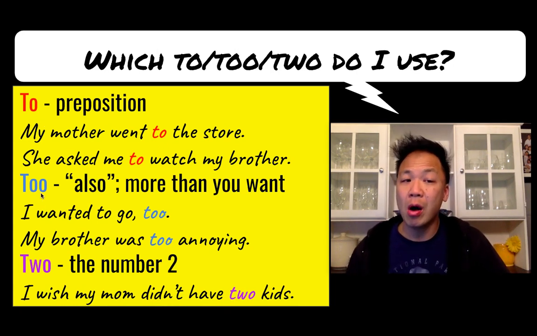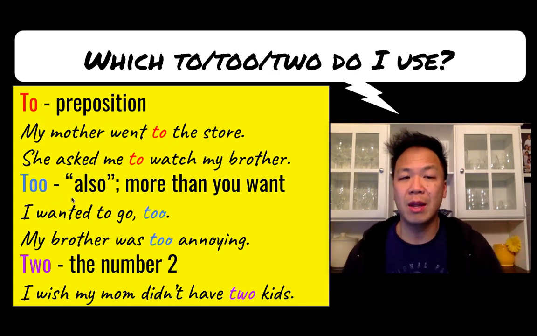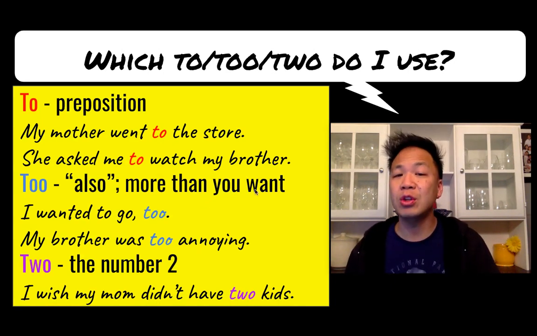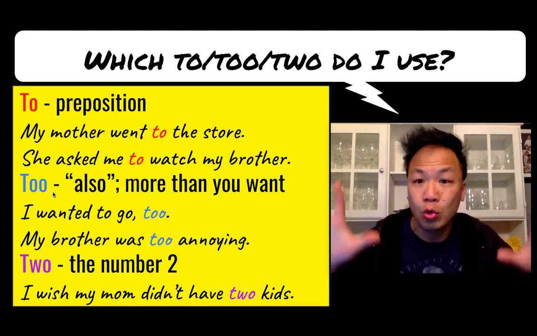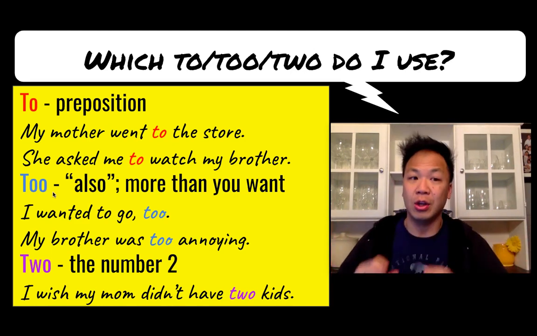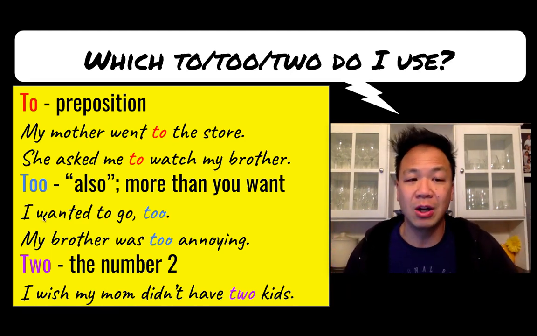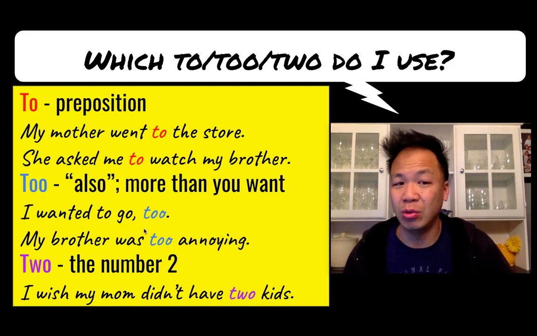Now, T-O-O, that means also or more than you want. I like to think that you can remember it because it looks like there's too many O's in the word. Too. So you'd be like, I wanted to go too. My brother was too annoying.